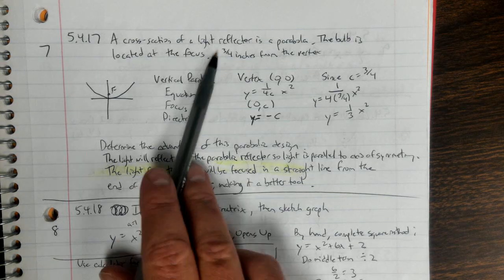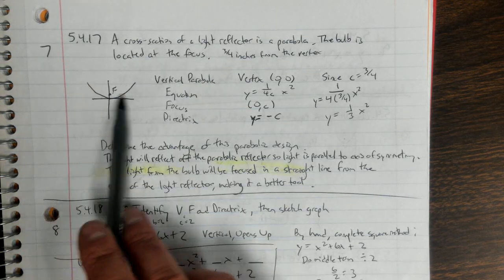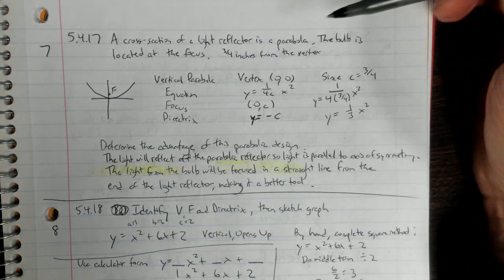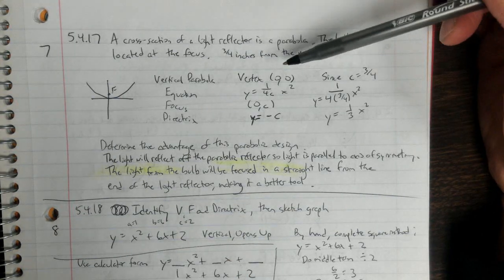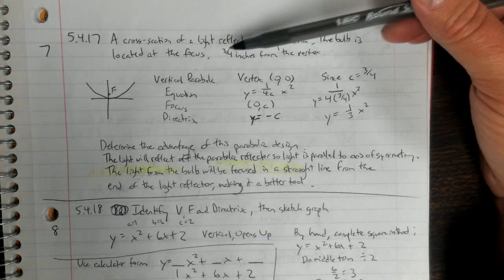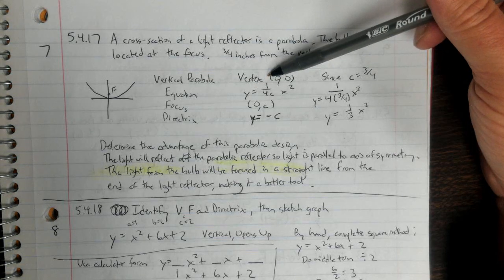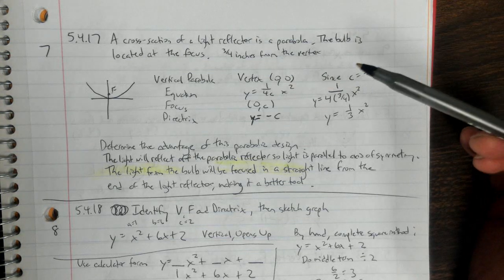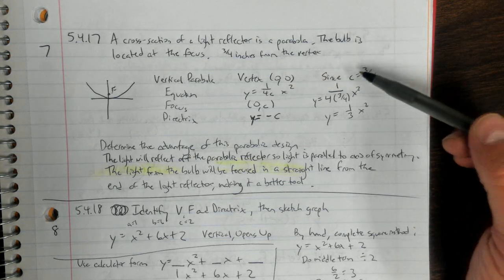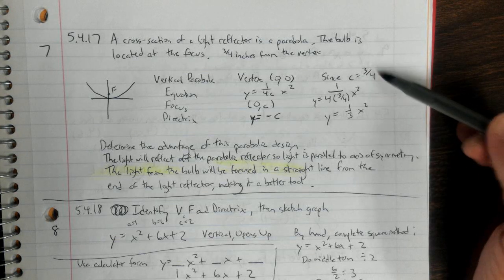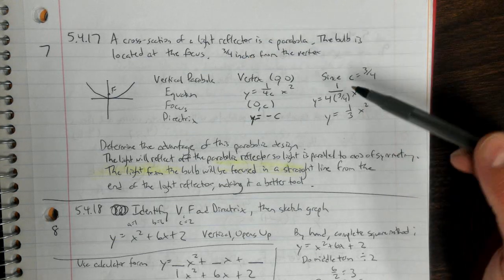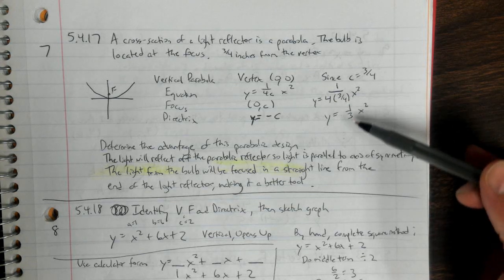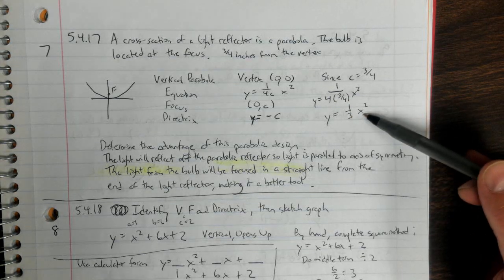In this case, it's a light reflector, and so it's going to be like that, and the focus is on the inside. So your vertical parabola is at 0, 0. Your equation is y equals 1 over 4c x squared. And since c was 3/4, because you got 3/4 inches, then it's going to be 4 times 3/4. Your 4's cancel, so you get 1/3 x squared.